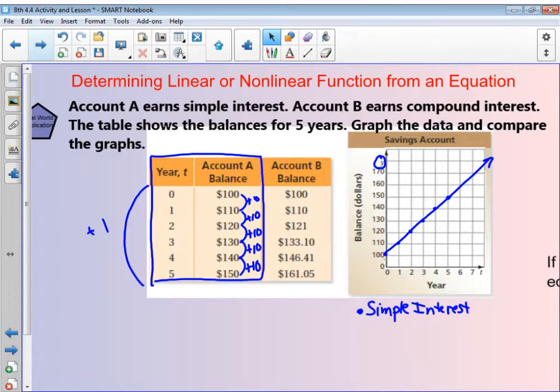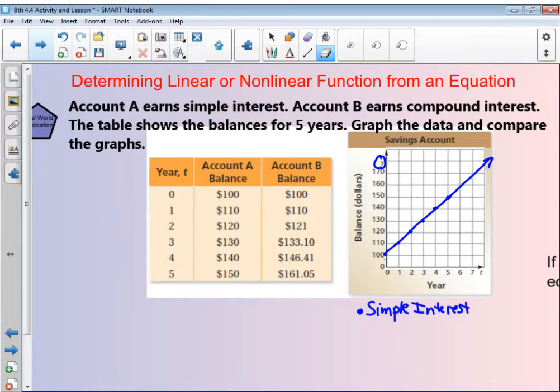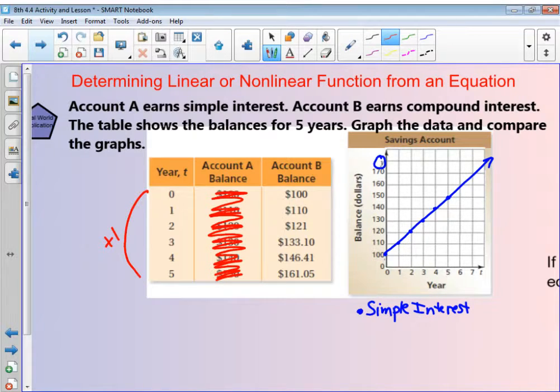Okay, so let's go ahead and look at my compound interest. So account B, I still started out with $100, but in the second scenario, I'm getting what they call compound interest. So it's changing slightly. So yes, my X's, I'm going to cross these out. My X's are still going up by 1 every single time. That is not changing.